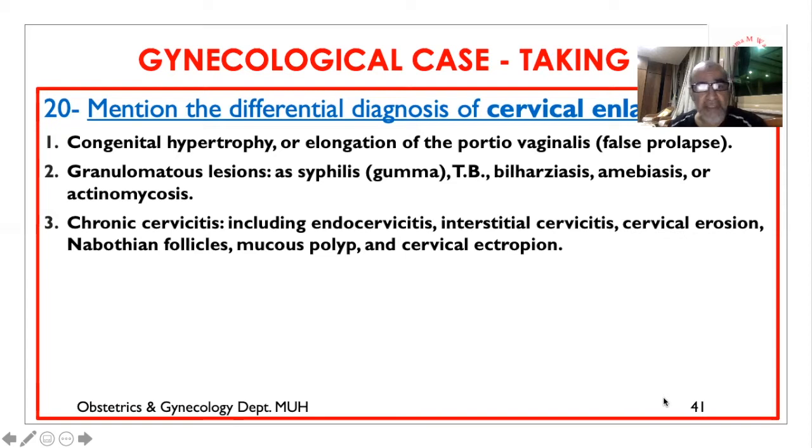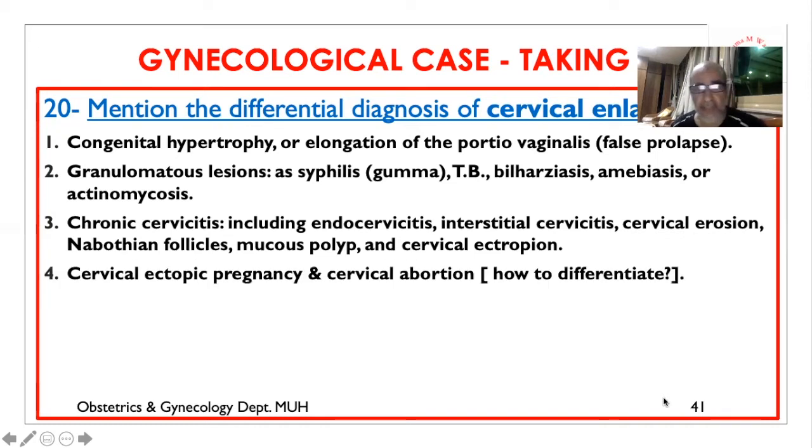Chronic non-specific cervicitis, including endocervicitis, interstitial cervicitis, cervical erosion, Nabothian follicles, mucous cervical polyps, or cervical ectropion. These are all causes of enlarged cervix.